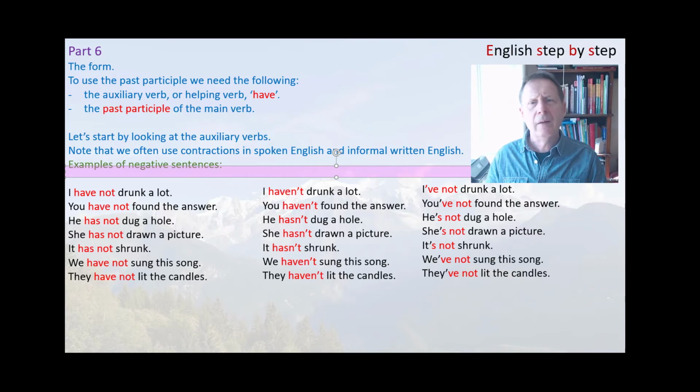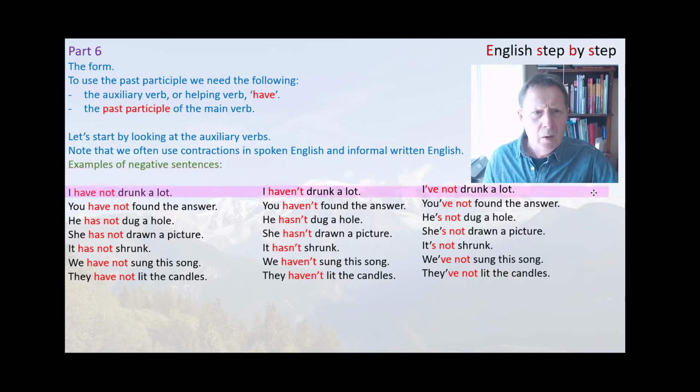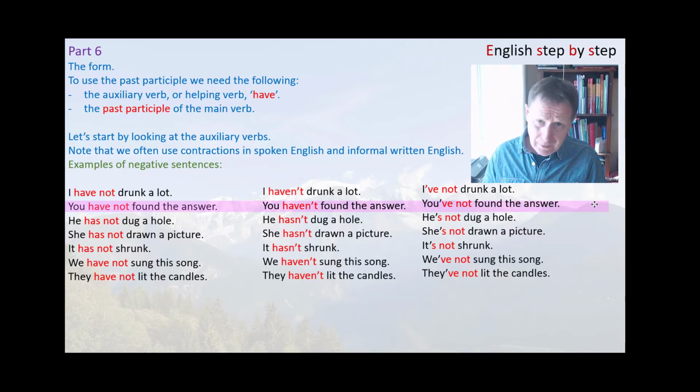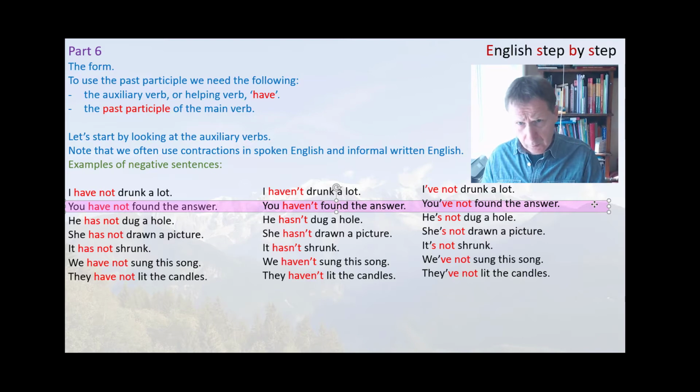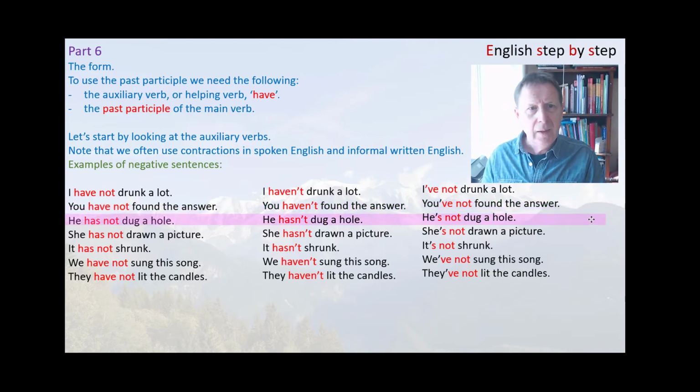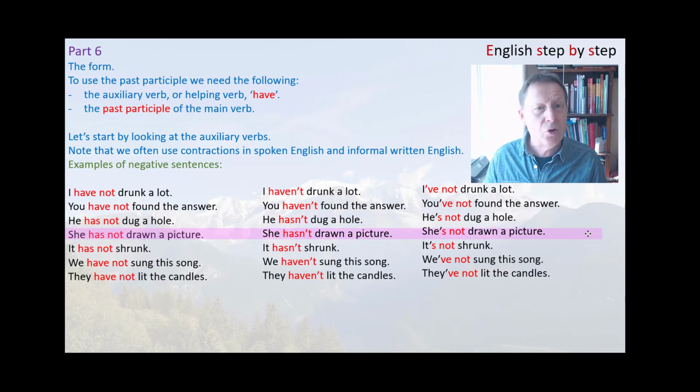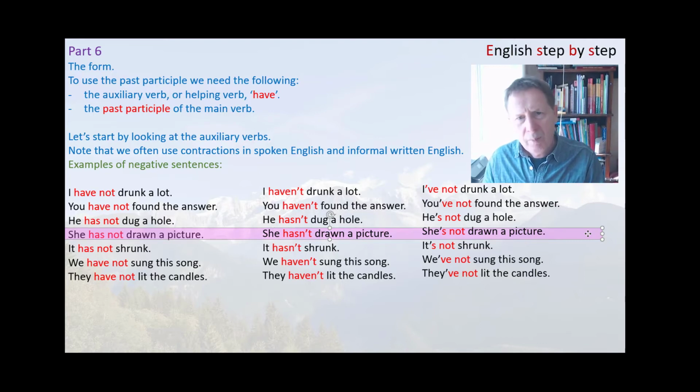And we can make the similar contractions with the other forms. For example, you have not found the answer, you haven't found the answer, or you've not found the answer. He has not dug a hole. You could make the contraction with hasn't. He hasn't dug a hole, or he's not dug a hole. Again, she has not drawn a picture. She hasn't drawn a picture. She's not drawn a picture.